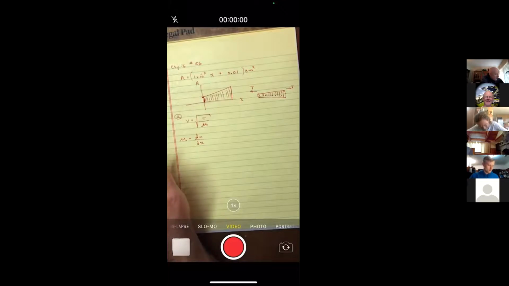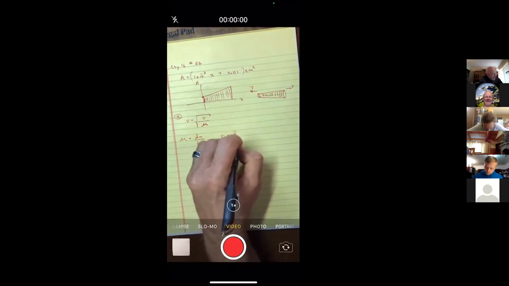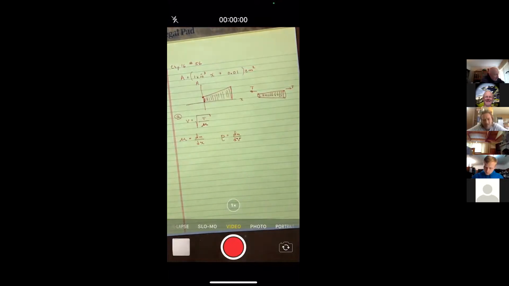Now, the wire, I need to go back to the beginning part, is made out of some kind of material that says density is rho. So at the beginning, it says a wire of density rho. So let me write this. Rho is mass per volume. And let me try to make a capital V here.